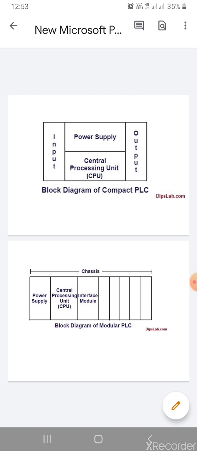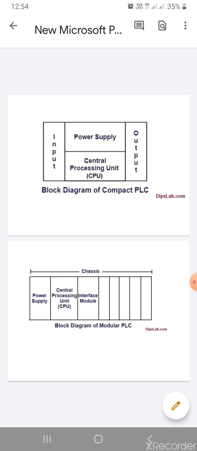In the compact PLC, there are very few capabilities to store data and information, because it is decided by the manufacturer. The user, the one who is making the program on the PLC, cannot increase the capabilities. So considering this point, the compact PLC has very limited capabilities, whereas the modular PLC has more memory and the capability to store more data.